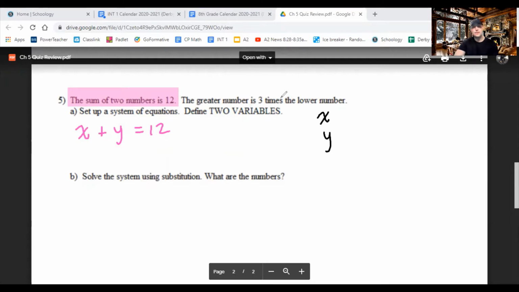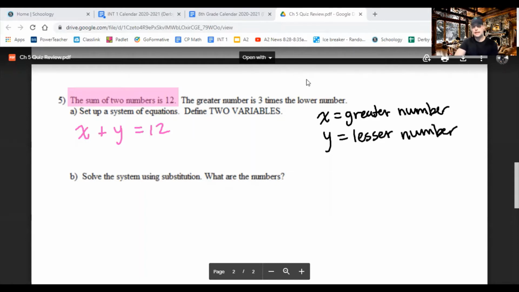The second equation says the greater number is 3 times the lower number. All right, wait a second. We need to define our variables and call one of them the greater number or bigger number. So we'll call x the greater number. It doesn't matter which one you choose as long as you are consistent. So we'll take a look at what that means for the second equation.